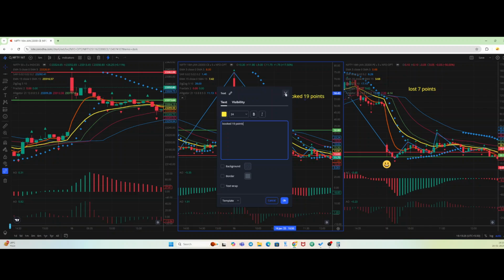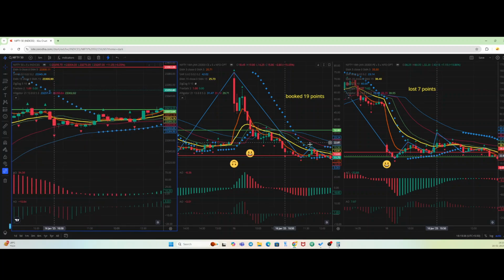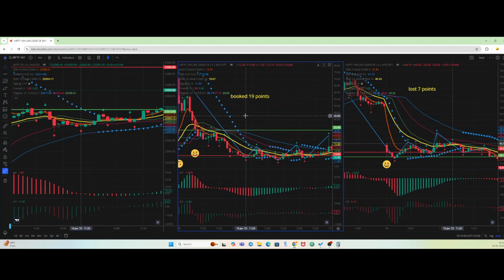19 points. So afterwards, if you see here, there is not much premium left. Now if you see 1115, which has gone to 223 288. So there was no further premium left.